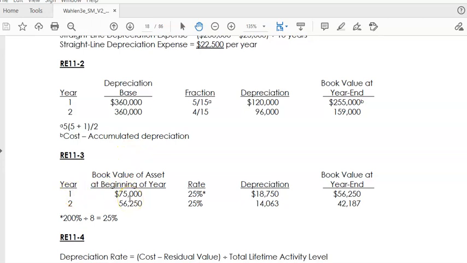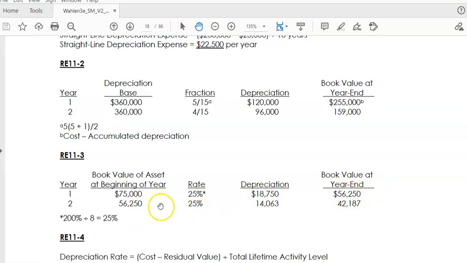So 75, and the rate is 25%, and they show you how to get to that rate right here. I take 200%, not 100%, but 200%, and I divide that by the 8 years. So 200% divided by 8 years. I'm doubling 100%. That's my double. Divided by 8, I get 25%, and you can see how that works.